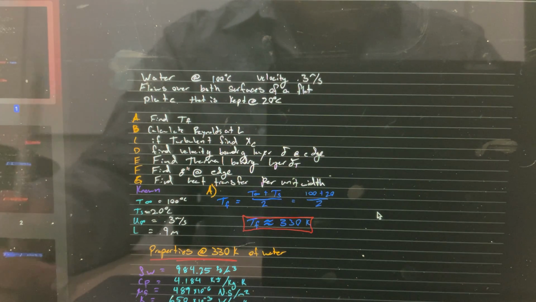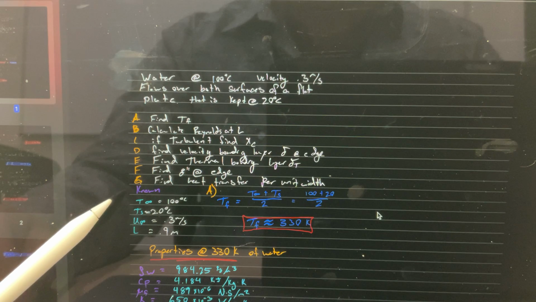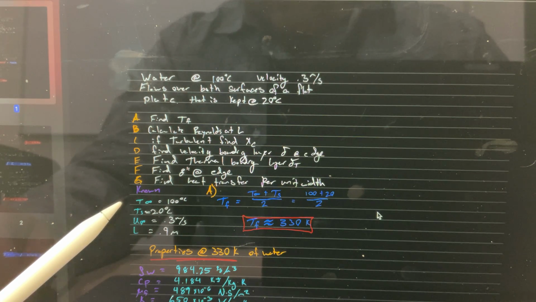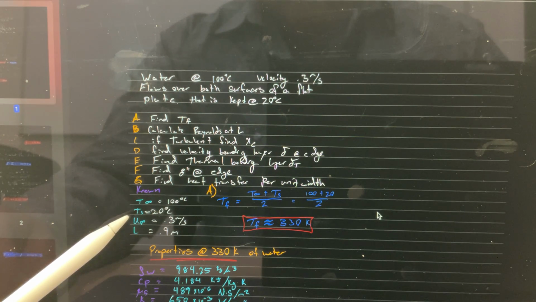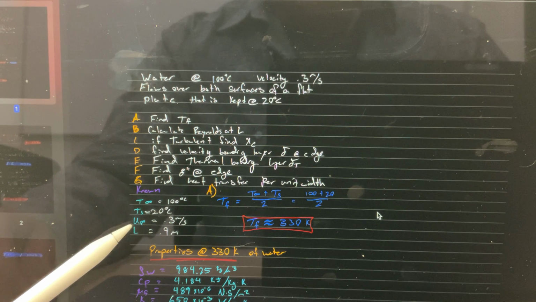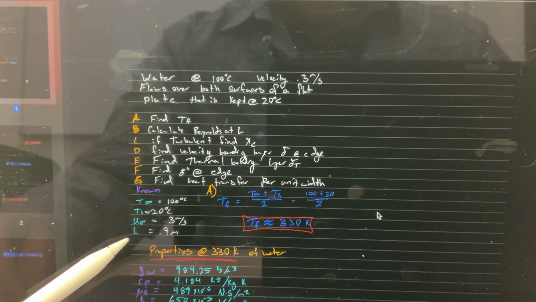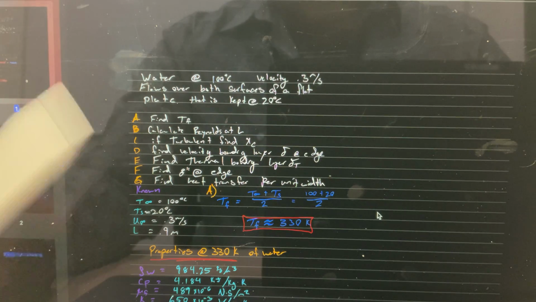So what we were given was T infinity equals 100 degrees Celsius, Ts is 20 degrees Celsius, the speed at which the fluid is going is 0.3 meters per second, and the length of the plate was 0.9 meters.